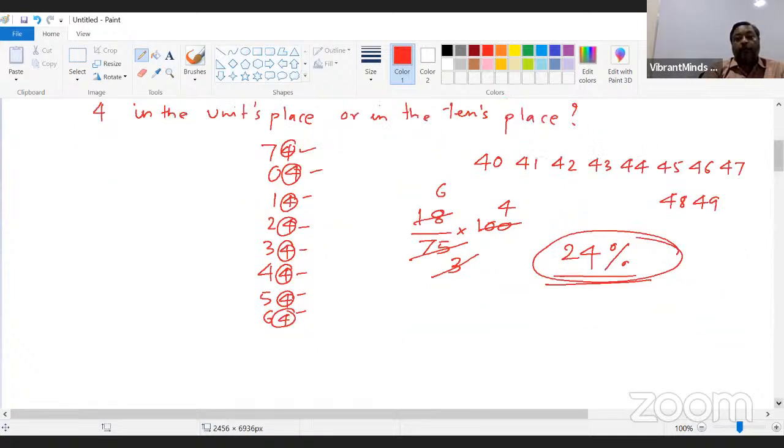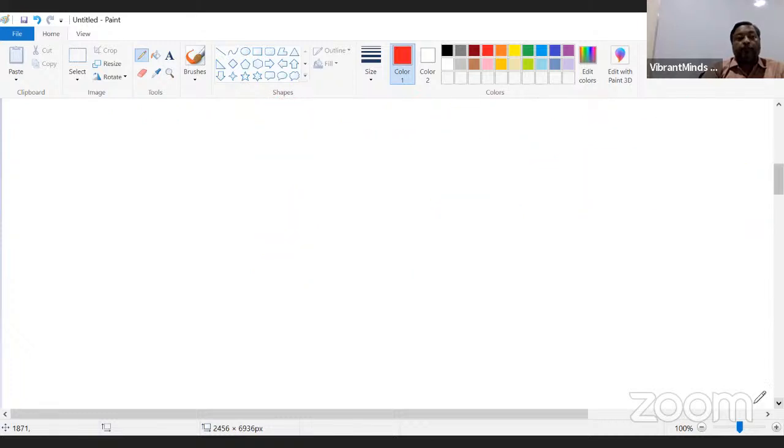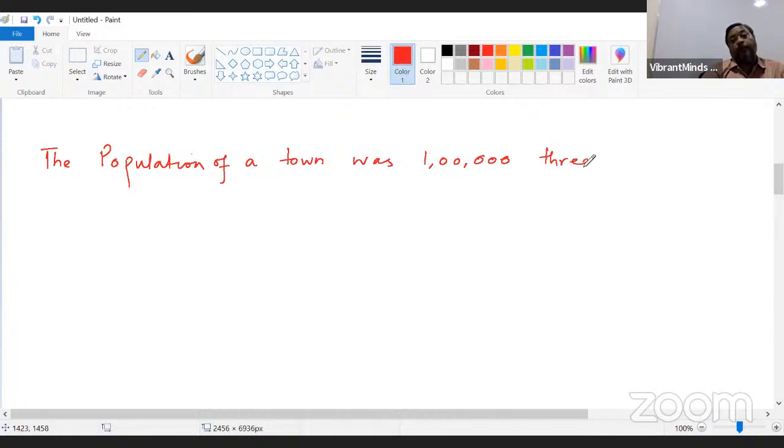Go ahead. Now, let's say the population of a town was 1 lakh three years ago.